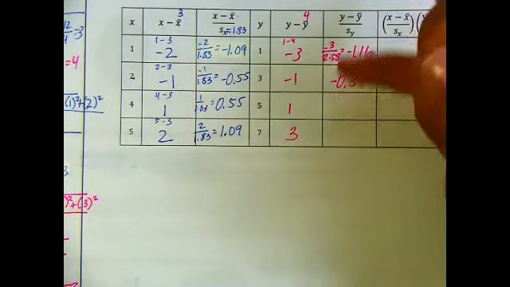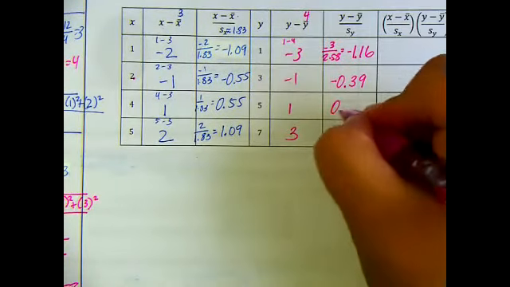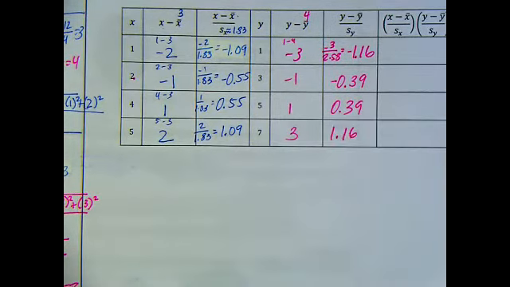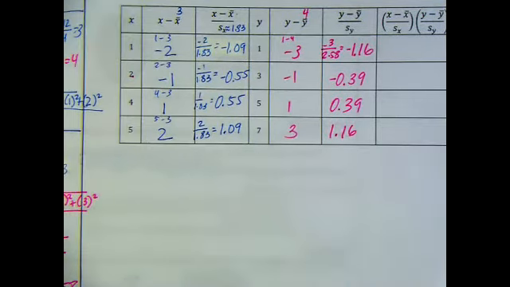And then, of course, these are just the positive versions of these. So this will be 0.39, and this will just be 1.16, right? And our data just worked out that way. It's not always going to be that.